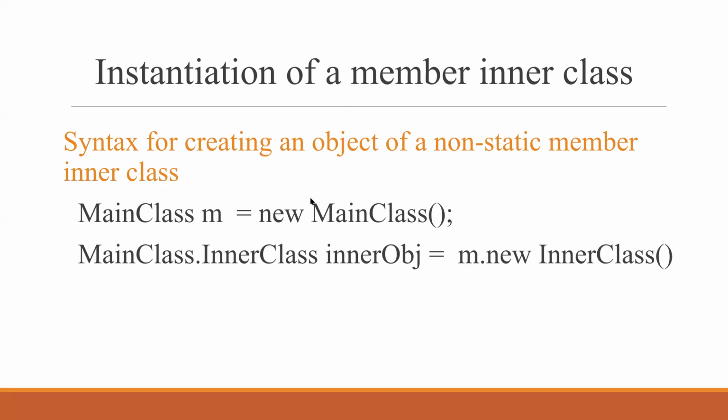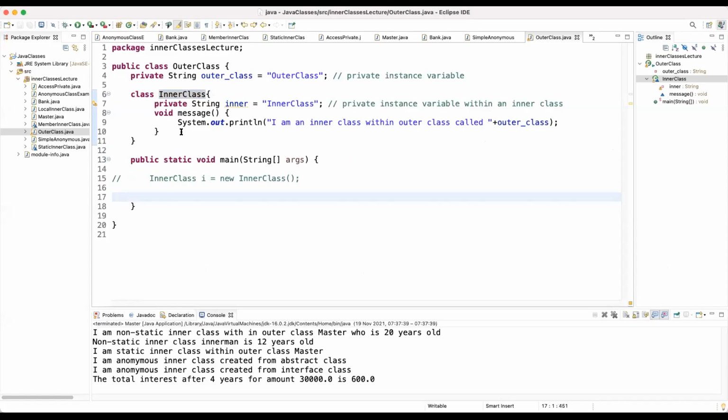You guys were going to get confused. So this inner class is non-static. This outer class is the name of the outer class. So in this case, the inner class is a member inner class.